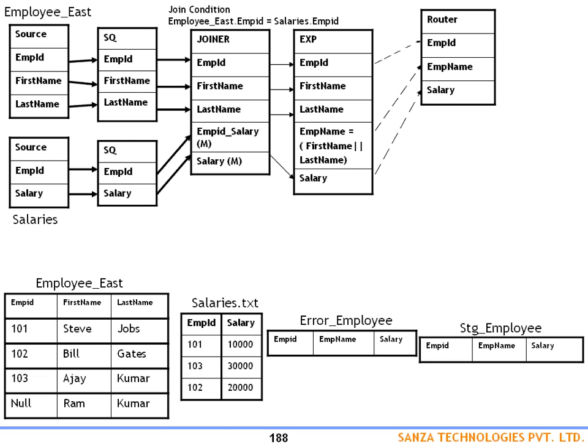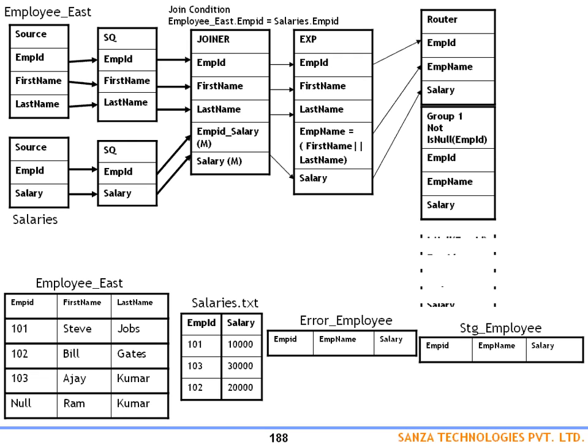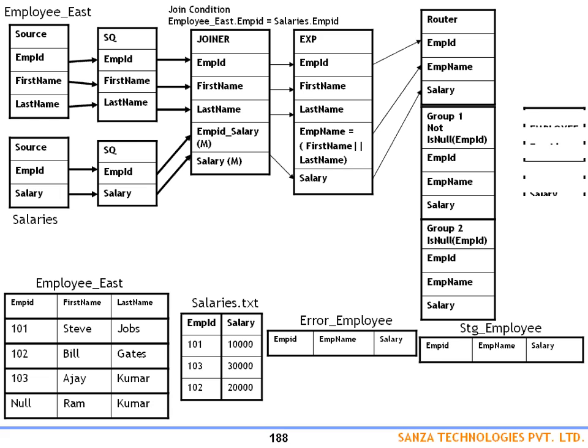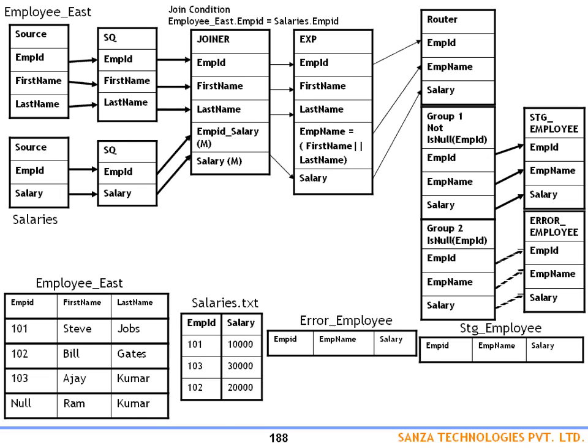Then in the router transformation, we have kept the input group and one output group. I am not able to show you the default group because space visualization will be a challenge. Please assume there is a default group. One condition is not null employee ID, the other condition is null employee ID, then the error employee table.